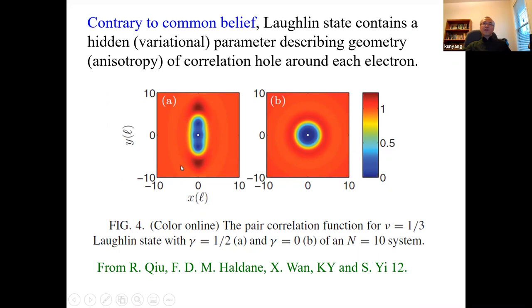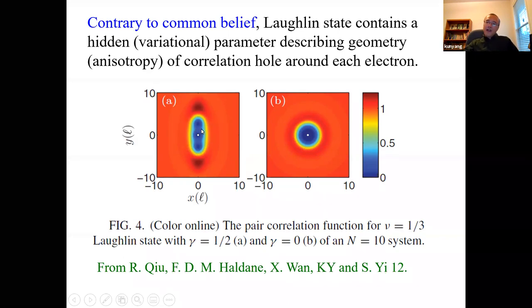So we have actually constructed this one-parameter family of Laughlin states. The original Laughlin wave function corresponds to the isotropic case, which has a completely circular correlation hole. On the other hand, if you vary this parameter, the detail of the parameterization is not particularly important here. Let's say I take a value of 1/2. Well, this correlation hole is distorted even though it has the same area.